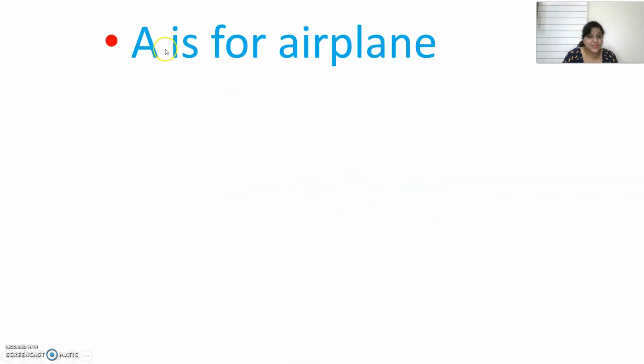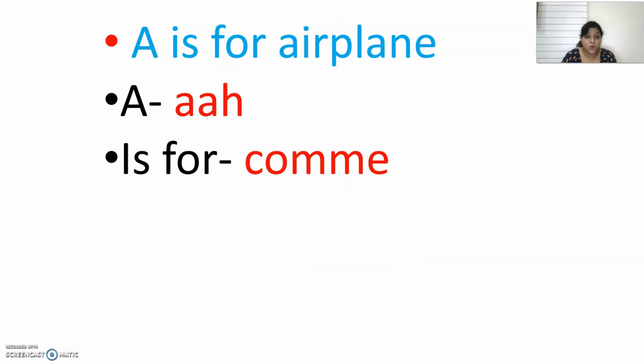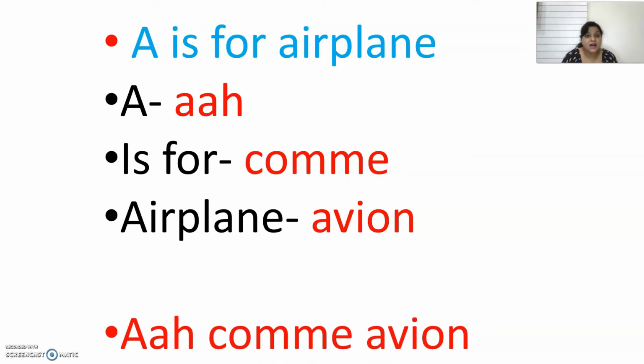Let's see that. So for example, if I want to speak this sentence that A is for airplane in French, how I'm going to say that? I would say to A we say A. To is for, I told you, we say comme. And to airplane, we just learned it that we say it as avion. So we will say it as A, comme, avion. Easy? So try the other alphabets also like this.